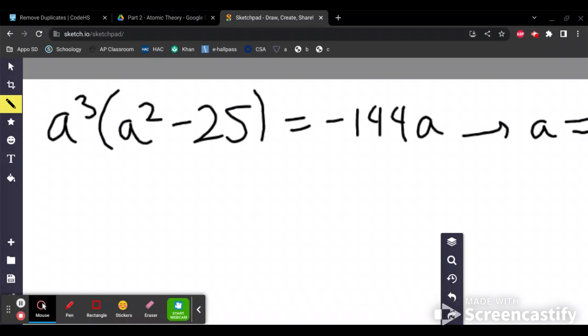Alright, so it's currently 12:28 a.m. and we're going to tackle this problem like the colonists tackled the British during the American Revolution.